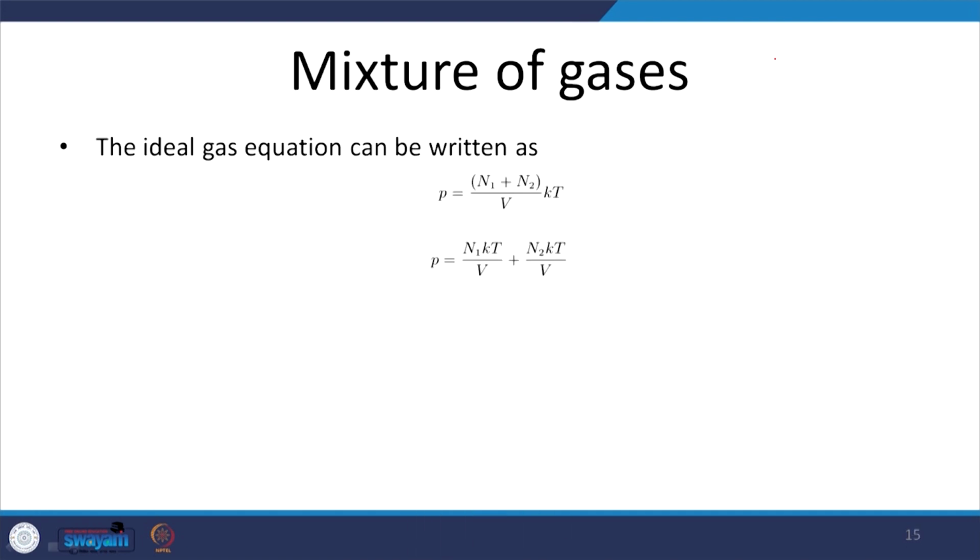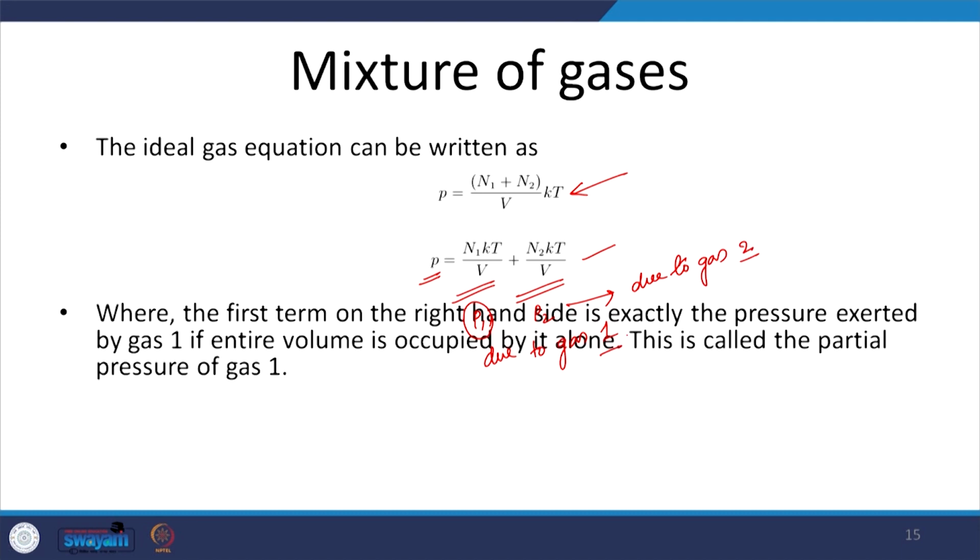So, the ideal gas equation can now be written as P equals NkT, right. So, the total number of atoms or molecules per unit volume, total number is N1 plus N2. Now, if you split this, you will realize that the total pressure exerted by the mixture of gases is the sum of individual pressures. So, this you can call P1 and this you can call P2. P1 is due to gas number 1 and P2 is due to gas number 2, as simple, right.